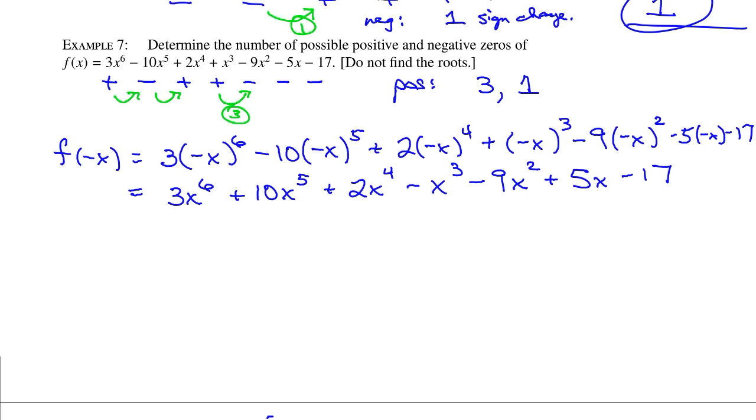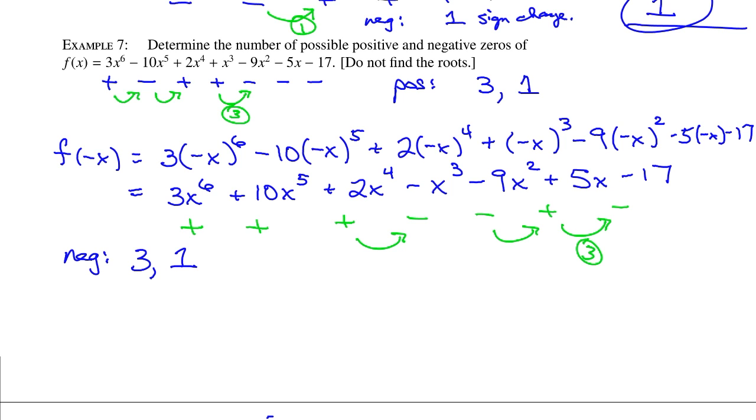Again, count the signs and the sign changes. So let me write out all the signs first. Plus, plus, plus, minus, minus, plus, minus. And we have 1, 2, 3 sign changes. So for negatives, we have 3 and 1 as well. Looking at the degree, we have 6. So there are 6 total roots or zeros that we need to find.